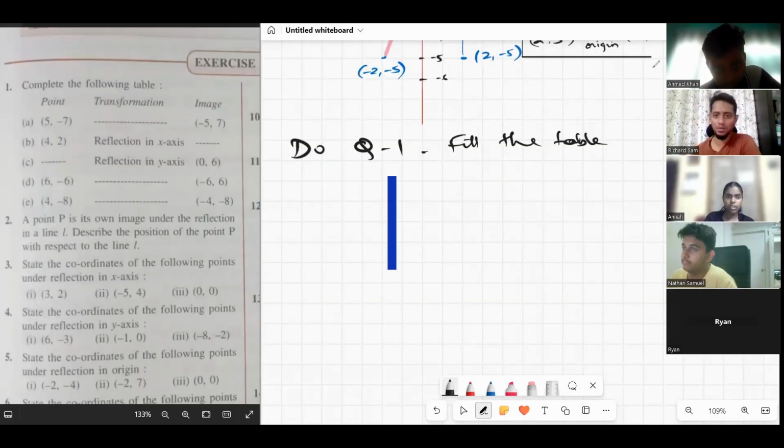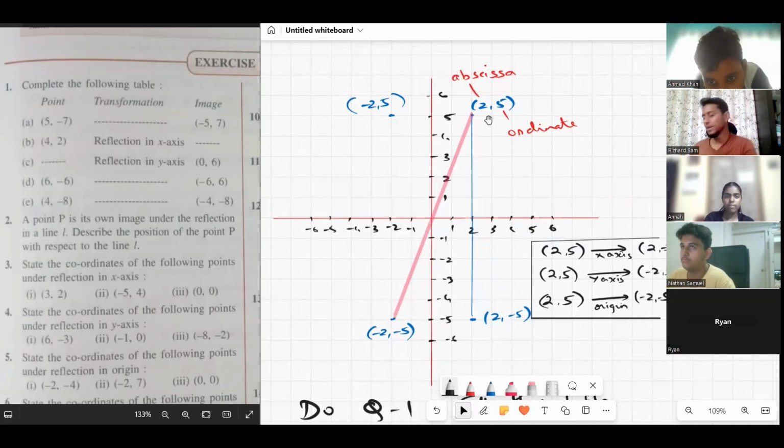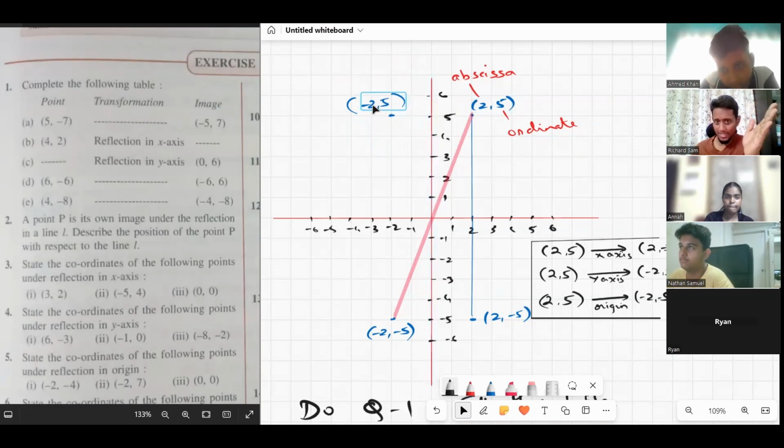So what we saw till now is that if any point reflects on the x-axis, for example 2, 5 will become 2, minus 5. So that means its y coordinate, or the ordinate, is changing sign. Then if the same 2, 5 reflects on the y-axis, then the x coordinate is changing sign. That is, 2, 5 becomes minus 2, 5.